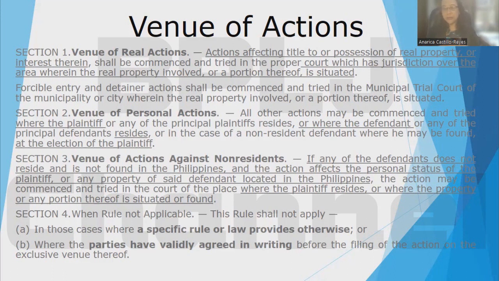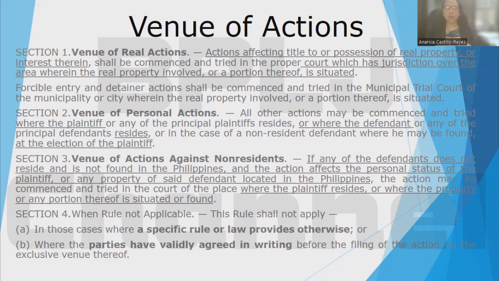All other actions may be commenced and tried where the plaintiff or any of the principal plaintiffs resides, or where the defendant or any of the principal defendants resides, and in case of a non-resident defendant, where he may be found, at the election of the plaintiff. So with respect to personal actions, the crucial point to consider is the residence of either the plaintiff or the defendant, at the election of the plaintiff.